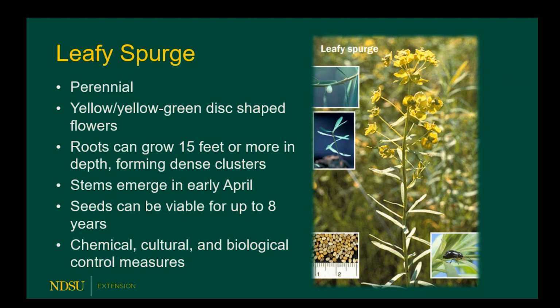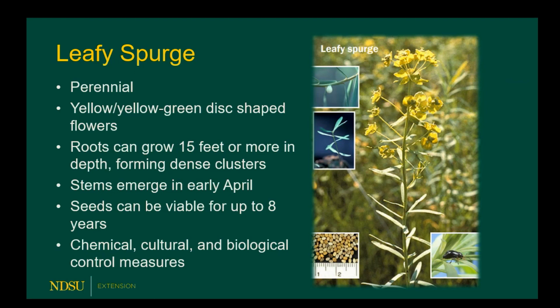There's also the flea beetles for the biological control methods, if it's in a pasture or a range you can't get to with a four-wheeler or ATV or anything like that. The stems emerge in early April, and the seeds that are produced that year can be viable for up to 8 years. When we look at the seeds, there'll be a little olive-shaped looking seed, and the leaves are alternating opposite, and they'll be all the same length.